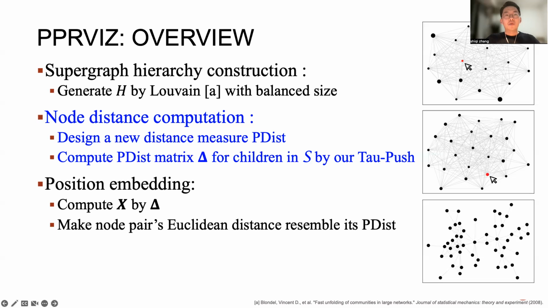After PDists are computed, PPRVs proceed to perform position embedding, which calculates the position matrix based on the PDist matrix. Its goal is to ensure that the Euclidean distance between pairs of nodes on the screen resembles their corresponding PDist. Here is a visualization instance generated by PPRVs. Here, the circle size is proportional to the number of children inside a supernode. As we can see, PPRVs can clearly show the partial view of each level.